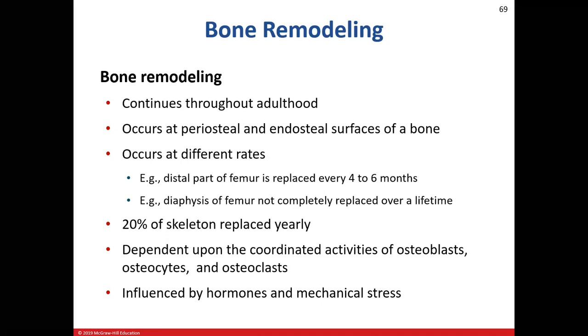On average, we really look at about 20% of the skeleton being replaced yearly, but it is dependent upon the coordinated activities of osteoblasts, osteocytes, and osteoclasts. And it's also influenced by different hormones throughout the body, but also by mechanical stressors.